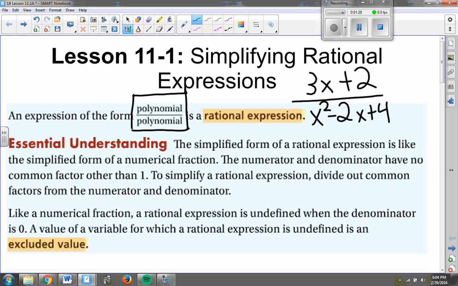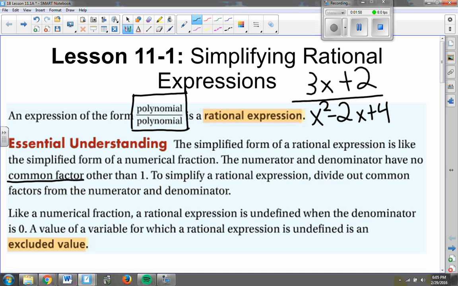Now, the simplified form of a rational expression is just like simplifying fractions with numbers. Common factors is what we are looking for. We will cancel them out of the top and bottom. So we're looking to cancel common factors from the top and the bottom. Okay? And once we cancel them, they are gone. They will disappear just like they do when we simplify fractions.